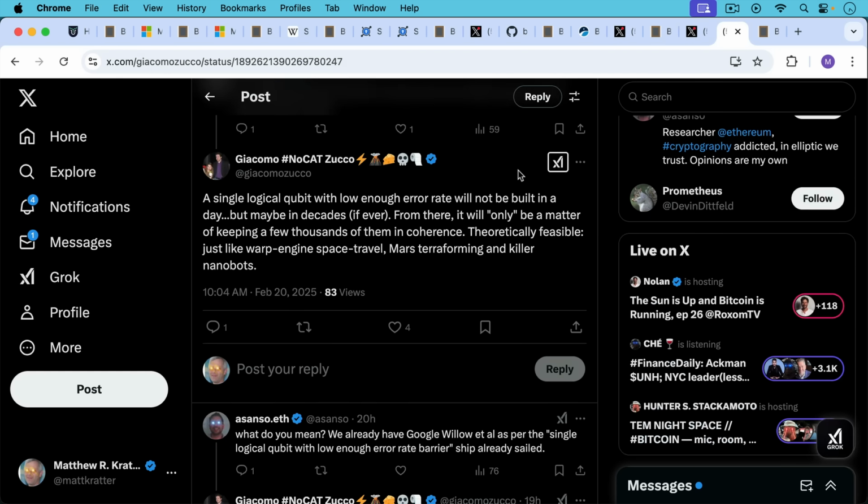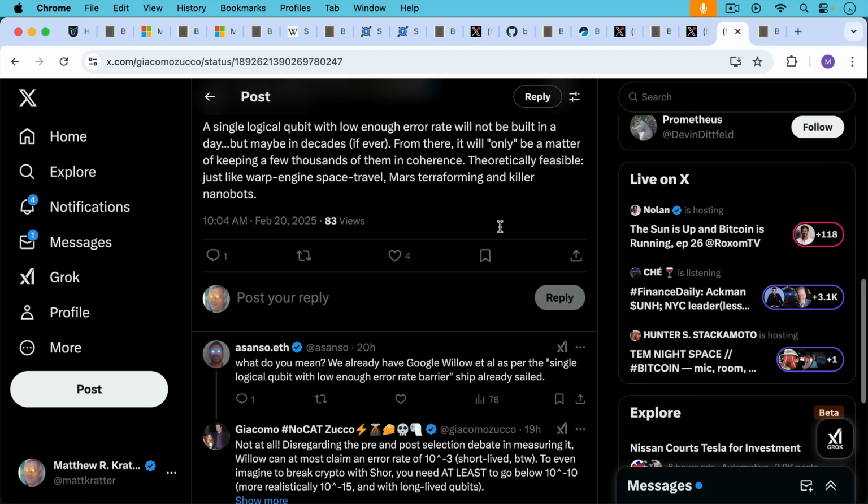And then we can ask Giacomo Zucco, who I believe has a background in physics. He is even more skeptical. As he points out in this tweet, a single logical qubit with low enough error rate will not be built in a day, but maybe in decades, if ever. From there, it will only be a matter of keeping a few thousands of them in coherence. So it's not just how many qubits you have, it's the error rates, it's the coherence, whatever that means, I can't even tell you. Theoretically feasible, as Giacomo says here, just like warp engine speed, space travel, Mars terraforming, and killer nano robots.